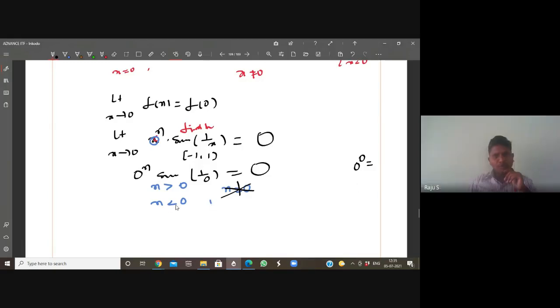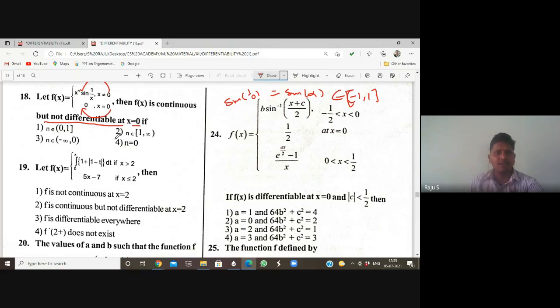If I take lesser than 0, let's see here. Lesser than 0 means you can take any value, minus 1, minus 2. Okay, I want to take minus 1. 0 power minus 1 is 1 by 0, which is infinity. Is it equal to 0? No. When n is greater than 0, take n is equal to 1, 2, 3, 4, anything, 0 power anything will be 0. So 0 into anything is 0. So n must be greater than 0. Okay, we found that n must be greater than 0.